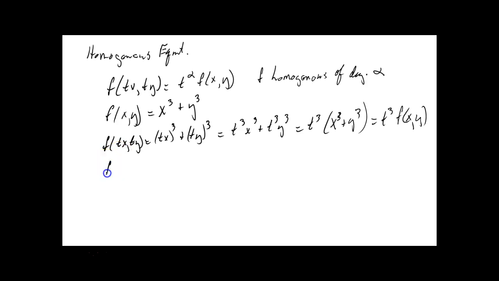Whereas f of x, y equals x cubed plus y cubed plus 1 is not homogeneous, heterogeneous, or whatever you want to call it, because that third term is not of the same degree as the first two terms. So it's not homogeneous.